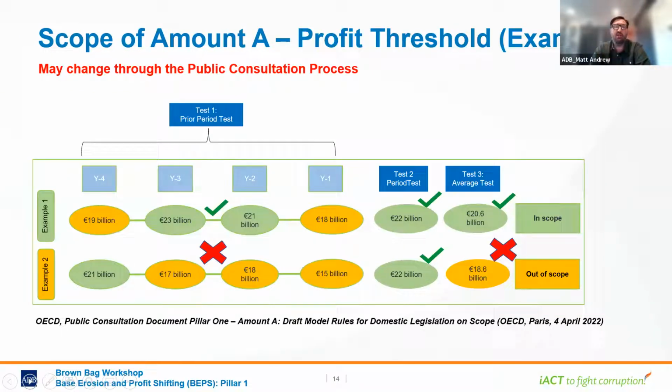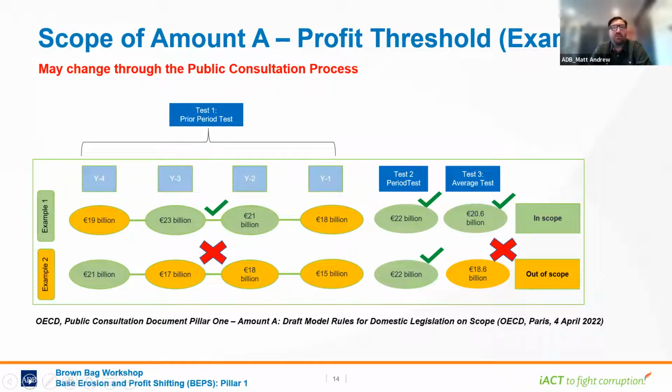In terms of the profit test, what this example shows is that there is an averaging mechanism to test the pre-tax profit margin, and so the test for profit is the pre-tax profit margin. The scope test for profit is the pre-tax profit margin, and the Secretariat is potentially proposing 3 different tests to apply against a multinational. The first is that the pre-tax profit margin is above 10% for the current period that it's being tested, the current year.